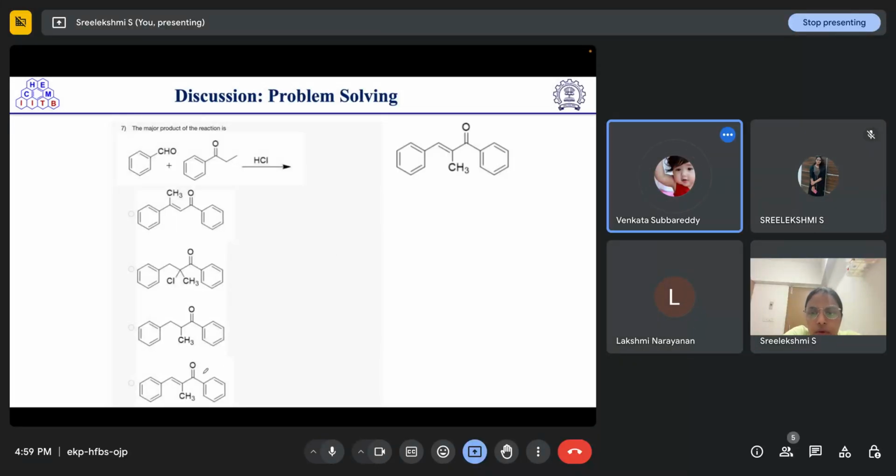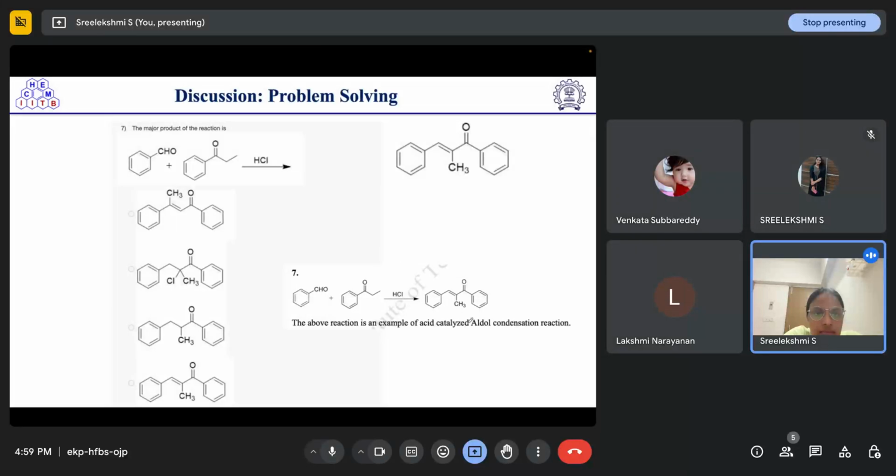So the last one will be the answer. This is the example for an acid catalyzed aldol condensation reaction. Clear? Okay. Yeah, it's aldol condensation, right? Then a water molecule is also getting eliminated. Once it is attacking at this carbon, that OH will be forming, then elimination will result in this double bond.